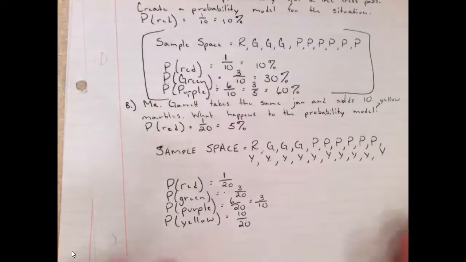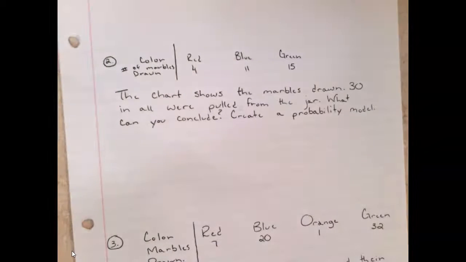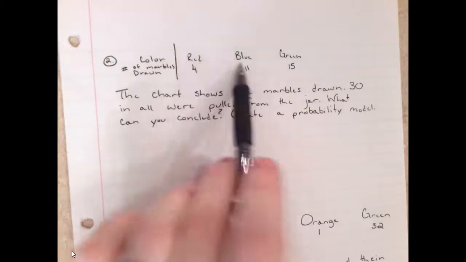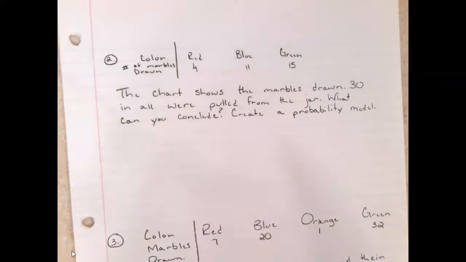Alright, let's move on to number 2. Move on to our next problem. For number 2, I have a chart for you, not as much of a word problem on this one. We have the colors. Our colors are red, blue, and green. And then these numbers represent the number of marbles drawn.